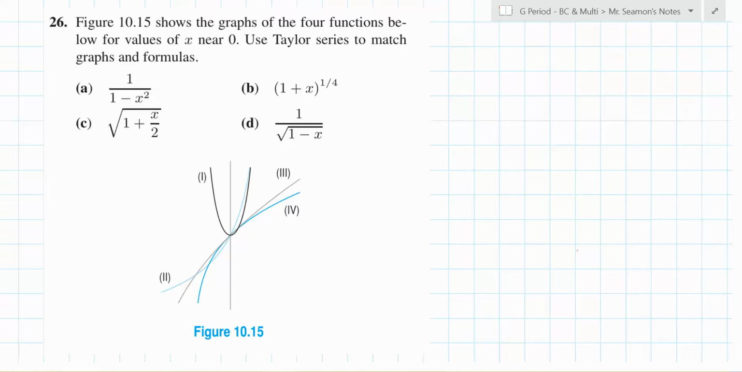Use Taylor series to match the graphs and formulas. Shows the graphs of the four functions below for the values of x near 0. Use the Taylor series to match the graphs and the functions. How are you going to go about doing this? So you don't get stuck doing one forever here.